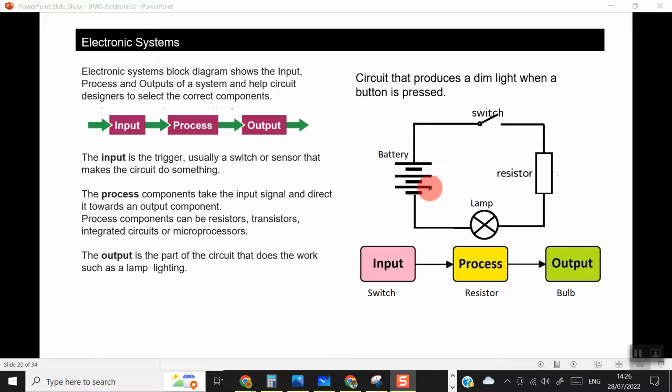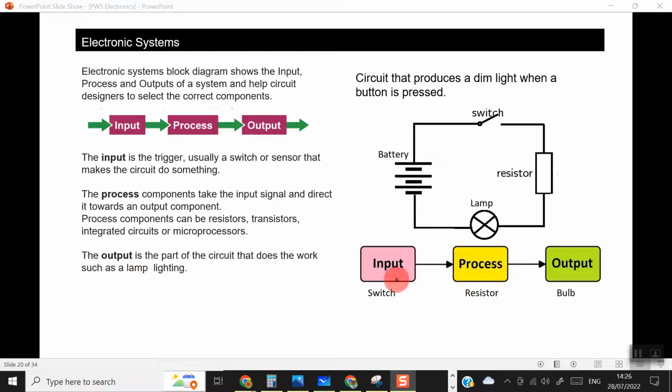So for example, the battery is going to push the electrons around the circuit. The resistor is going to slow down the flow of the electricity, and then the electrons will go to the lamp, and that will take the electrical energy and turn it into output light energy. So the output is the part of the circuit that does the work, such as a lamp lighting.